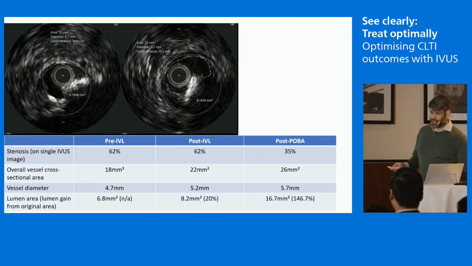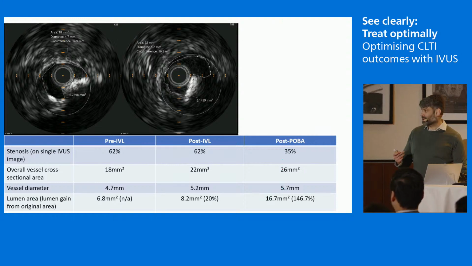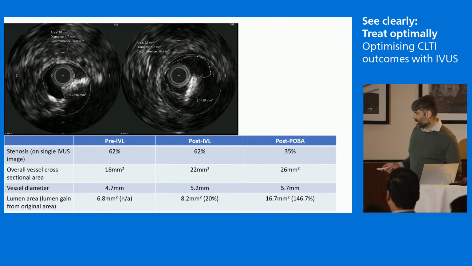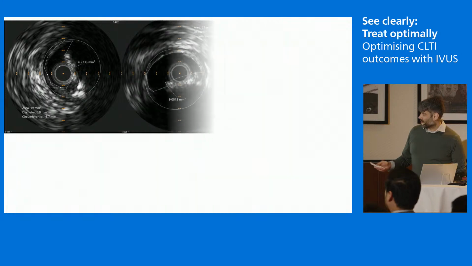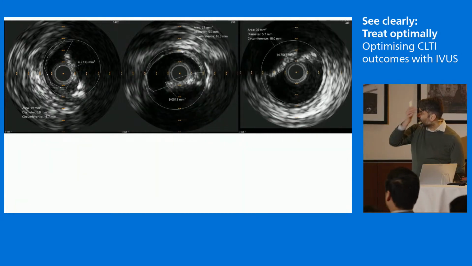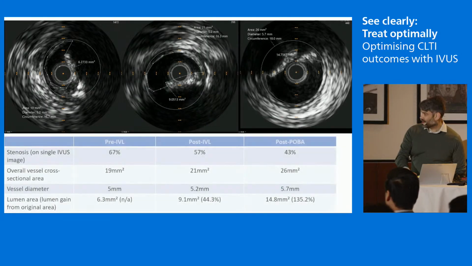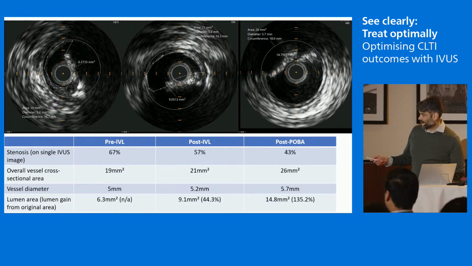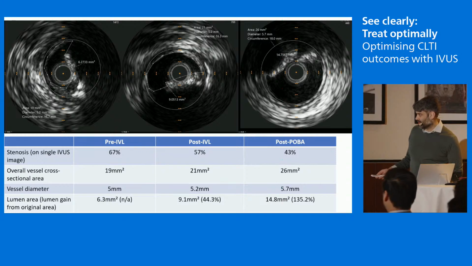So you can see, just in the course of the treatment, because you're modifying this calcium and changing the compliance of the vessel, you can actually measure this increase in diameter in the artery. And we'll show that on another segment where I've got the images for all three stages. In a different part of the SFA, we start with a 67% stenosis. The overall vessel cross-sectional area is 19 millimeters with a 5 millimeter diameter.